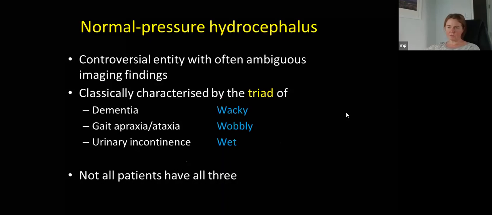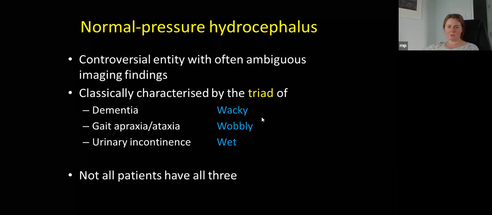So controversial, the imaging findings are never quite definite. We often say in our reports, imaging is not a great way to assess hydrocephalus in some cases, or to assess intracranial pressure. And of course, some patients with NPH might not really have much visible on their imaging.